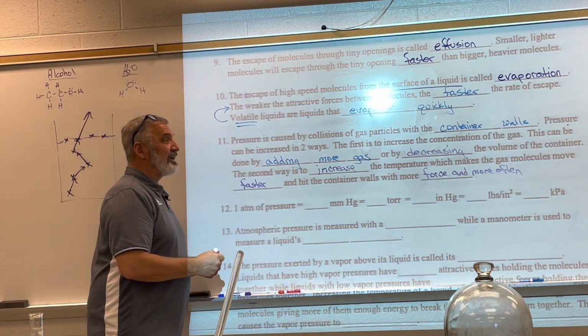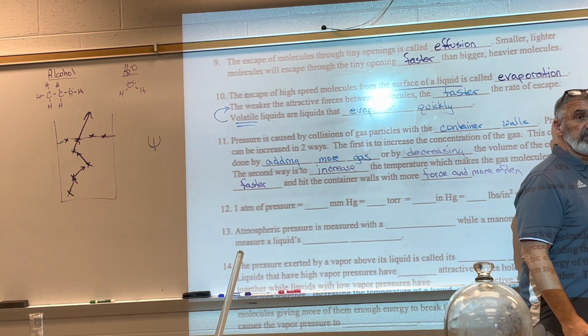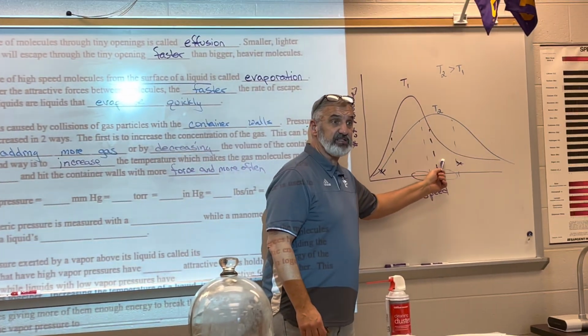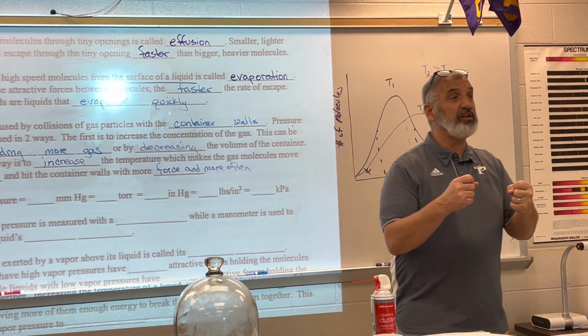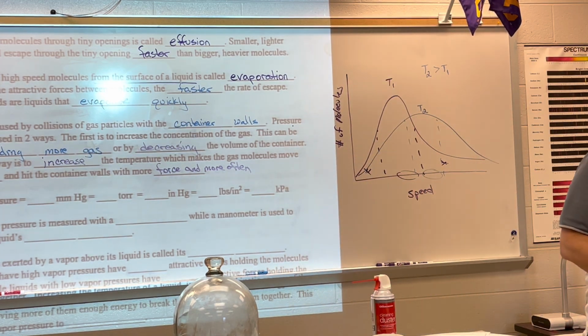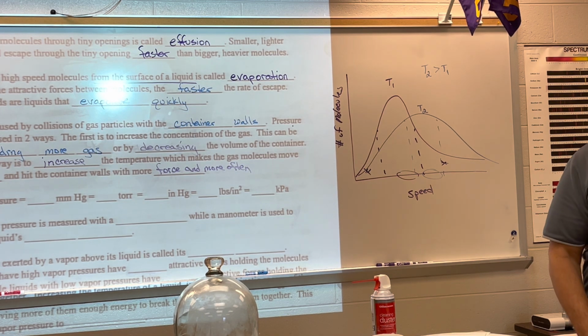Now, again, heat them up, speed them up. You heat them up, more molecules are going fast. So there are going to be more collisions with the container wall. But not only that, think about it. If a car hits a wall at 20 miles per hour versus a car hitting the wall at 70 miles per hour.